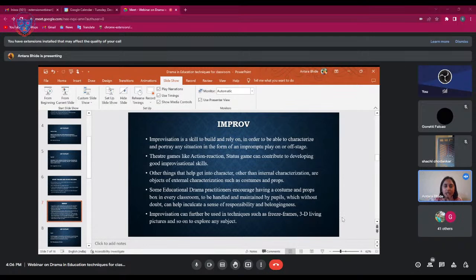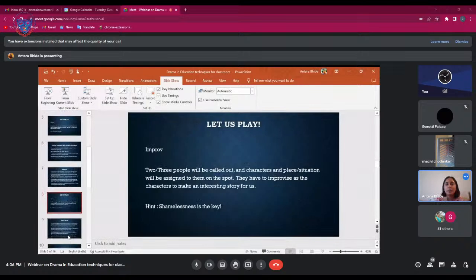That's the difference. Unless a child knows how to improvise on the spot, when the teacher has given me a scene, how will I become it on the spot? Unless they know how to improvise, they probably will not be able to do a freeze frame or a 3D picture. So first, games, then improvisation. Games will help you improvise. Improvisation will help you get into other things. But before that, let's play a game.